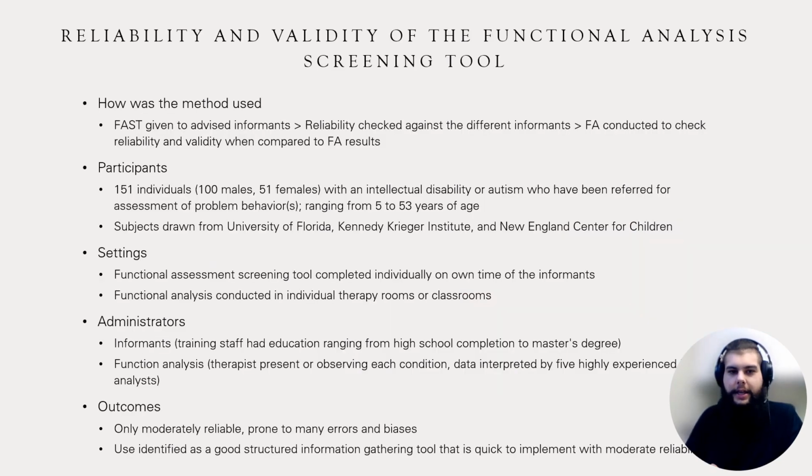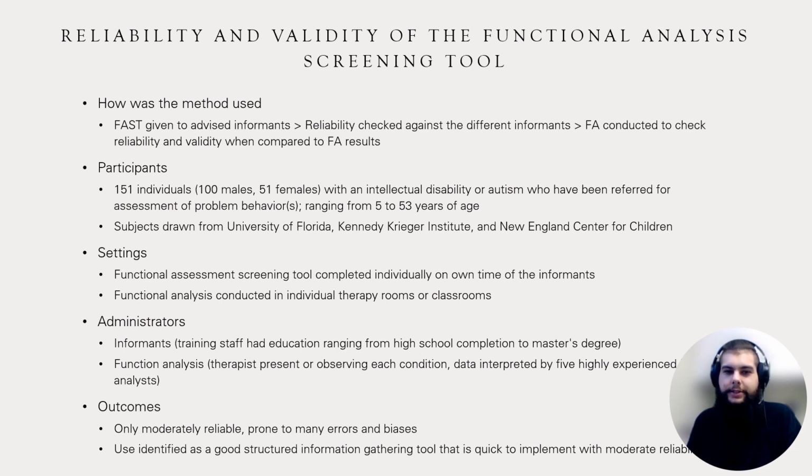So now we'll be taking a closer look at our very first peer-reviewed article. This is the reliability and validity of the functional analysis screening tool by Iwata, De Leon, and Roscoe. The method used in this study was first giving the FAST to all the informants. There being 2 informants per participant, they were able to check the reliability across the informants. After this, a functional analysis would be conducted to check the validity and reliability of the FAST when compared to the results of the functional analysis.